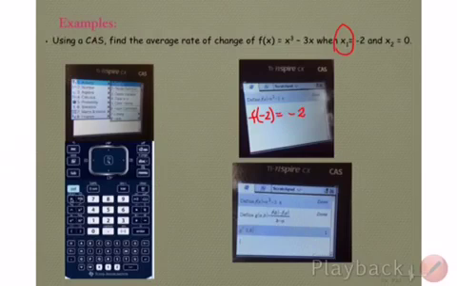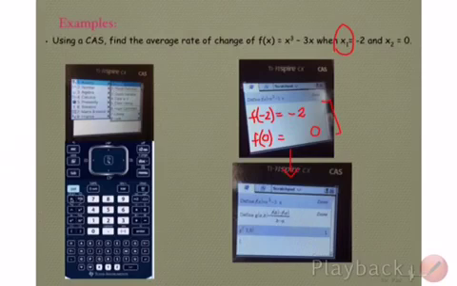I could do that again for the other x value, which is 0, so f of 0, and it would end up being 0 because 0 cubed is 0 and 3 times 0 is 0. 0 take away 0 is still 0. So your CAS calculator will do that for you. You can even do another shortcut.